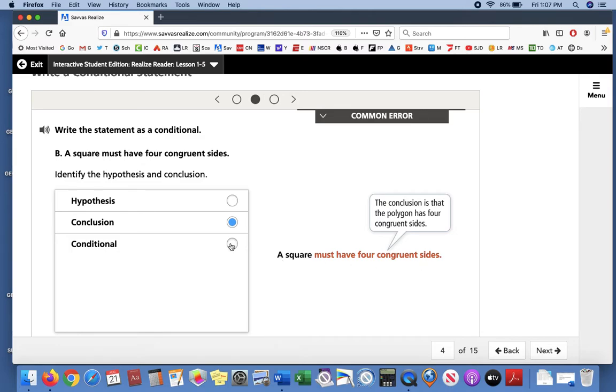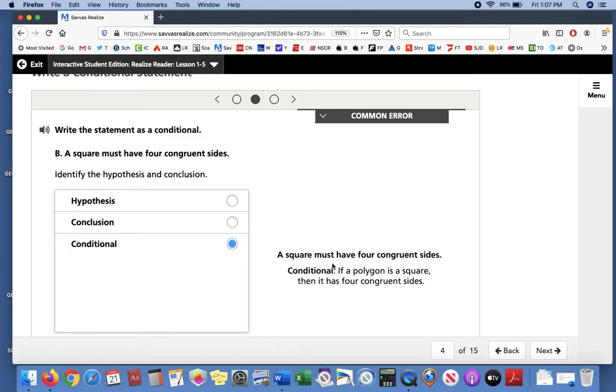So the conditional, and notice they use that word polygon. You're not going to say if a square. That doesn't make sense. So if a polygon, so we had to add in some words here. If a polygon is a square, then it has 4 congruent sides. And you could have said then it must have. It's okay. There is some allowance in what you're writing.